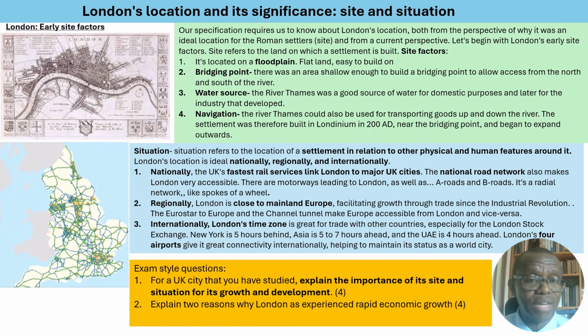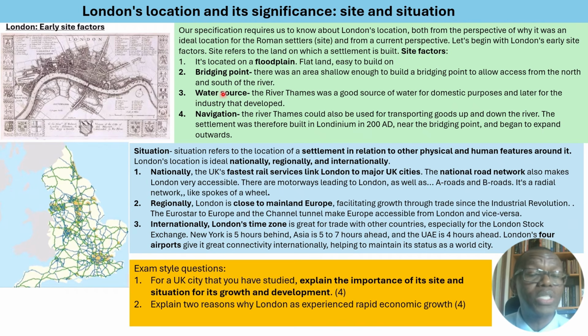Now, the second site factor that the Romans looked at was a bridging point. This is an area in the river that is shallow enough to facilitate crossing from the northern part of London, in this particular case, to the southern part of London. Now, of course, that was very important for trade purposes and just for accessibility and movement. So you can see here that the bridging point was established here. And of course, London grew outwards from here, as you can see.